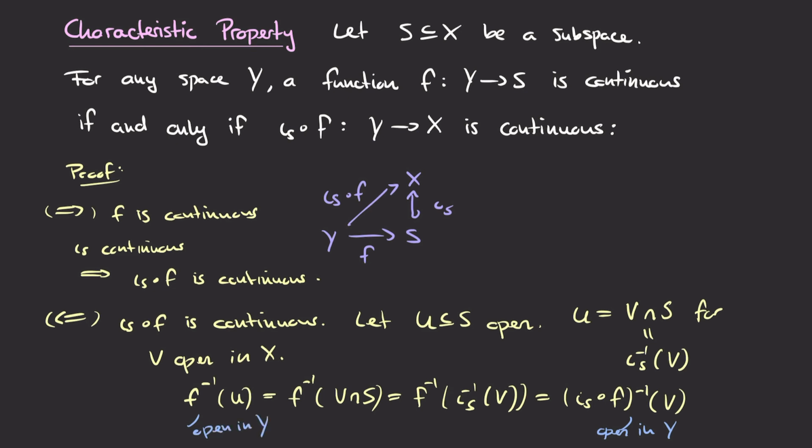And by definition, because we've started with an arbitrary open set of S and shown that its preimage under f is open in Y, this means that f is continuous, and this completes the proof.